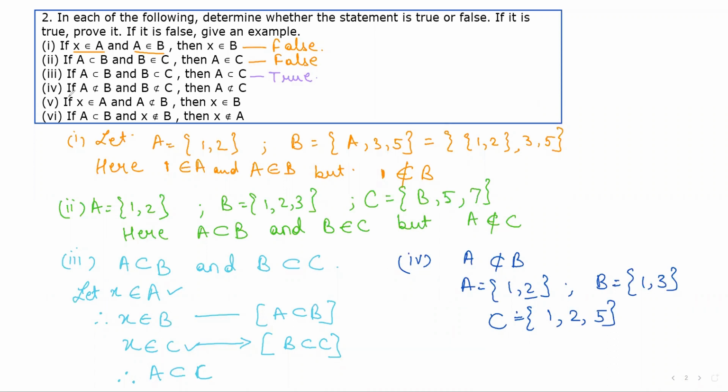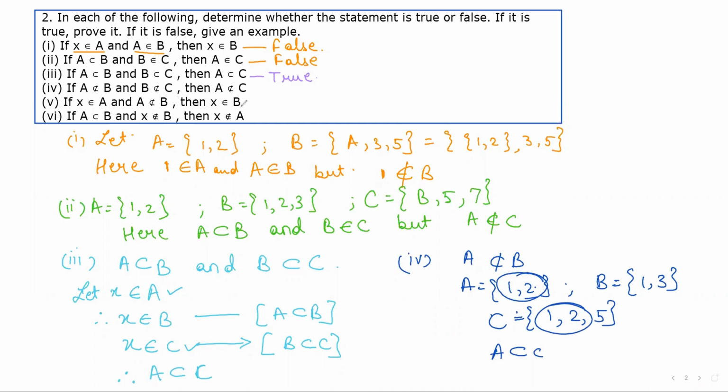Here, A is not a subset of B because 2 is present in A and 2 is not present in B. B is not a subset of C because B has 1 and 3 elements in it, and 3 is not present in C, so B is not a subset of C. Then A is a subset of C, since the elements 1 and 2 are present in C. So here A is a subset of C, which means that this statement is not always true.